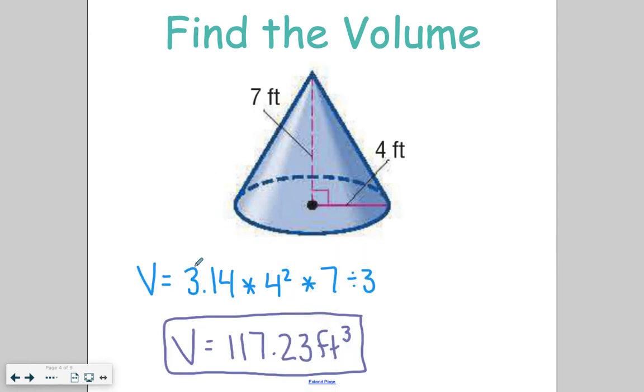Again, setting up the volume, pi times that radius squared times the height divided by 3 gives you a volume of 117.23 feet cubed after rounding.